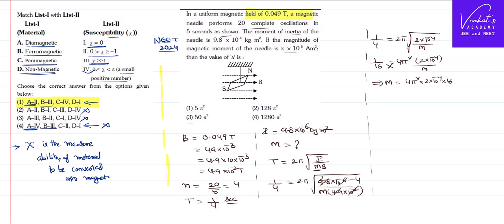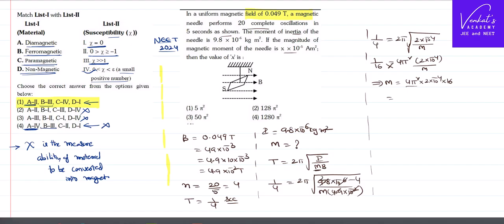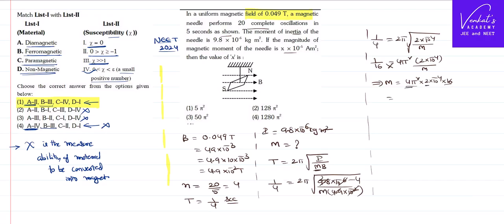Then what we can say is 16 fours are 64, 64 twos are 128. Pi square into 10 power minus 4 is the answer I have. But the answer is wanted in terms of 10 power minus 5. To get the 10 power minus 5, I shall divide by 10, so to compensate for that, I shall multiply by 10. So 128 pi square into 10, and the unit is ampere meter square.